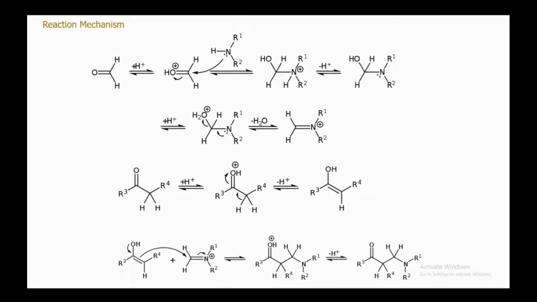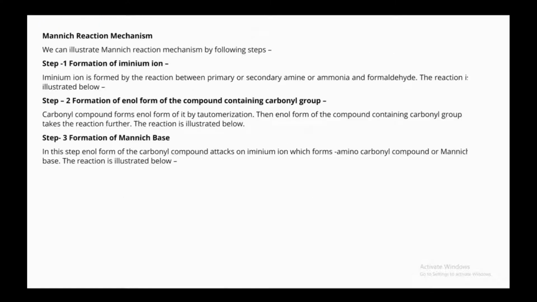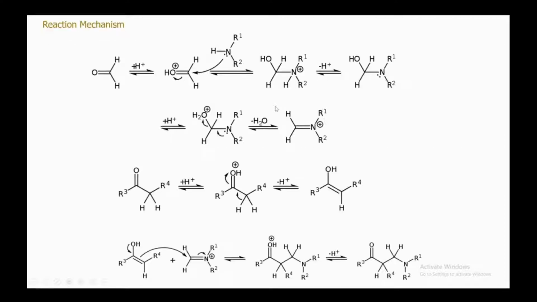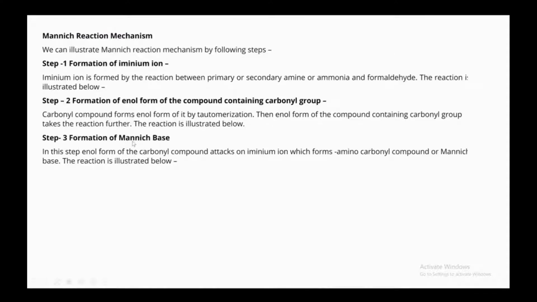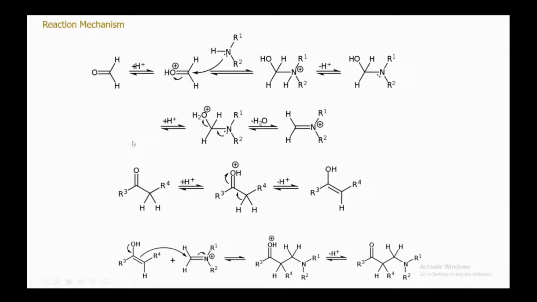Because it's a combination of double bond, that is "en" (alkene), and "ol" because of the hydroxyl group or alcohol group. So that was our second step. If you remember, that's the formation of the enol form of the compound containing a carbonyl group. Now let's look at the last and third step, that is formation of the Mannich base or the final product.